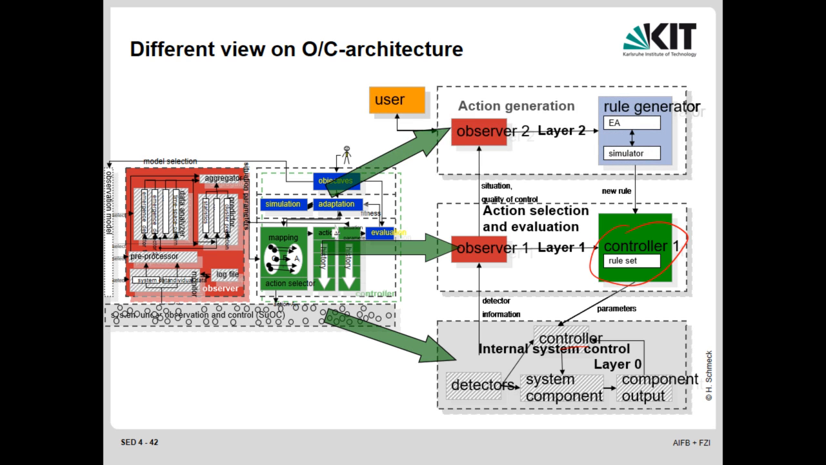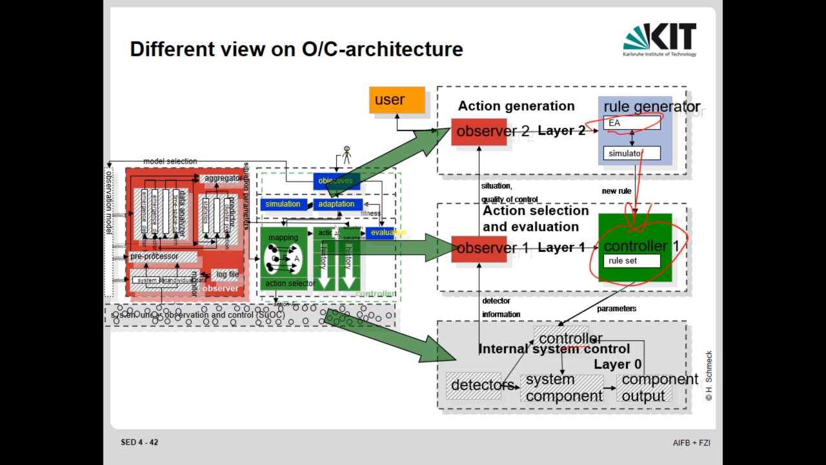And then on top of that, we have the possibility to actually generate new actions, not just select and evaluate, but also generate new actions. For that, for example, you could have an evolutionary algorithm which generates new actions and then also evaluates them based on a simulator. And a new rule would then be moved down into the controller on the first level into that rule set.